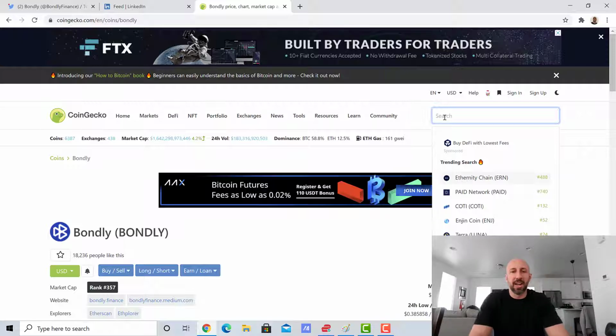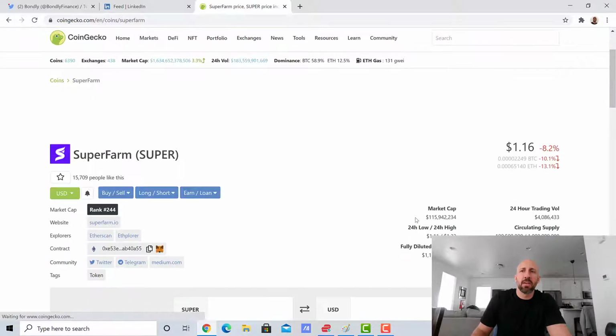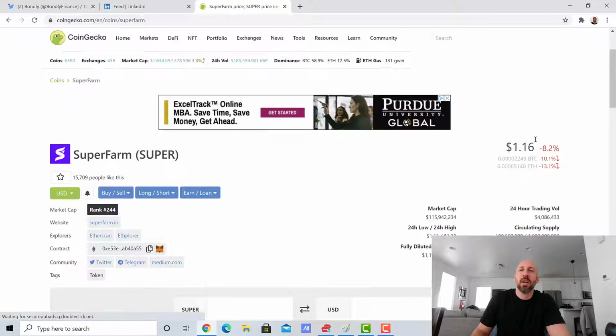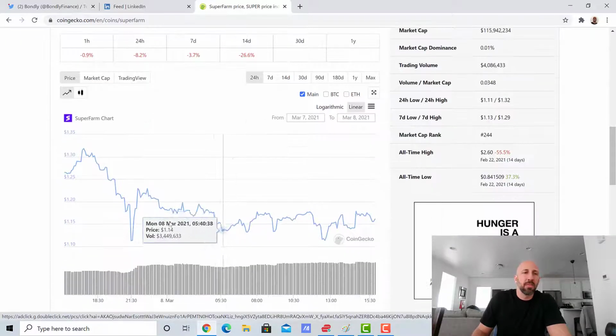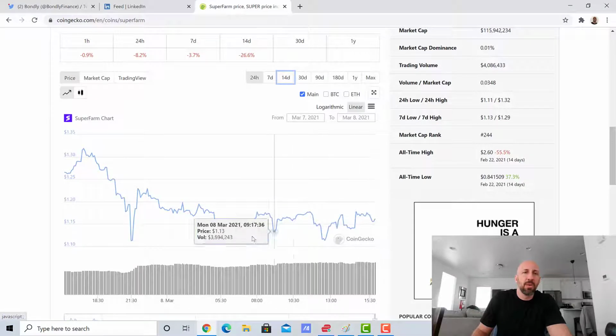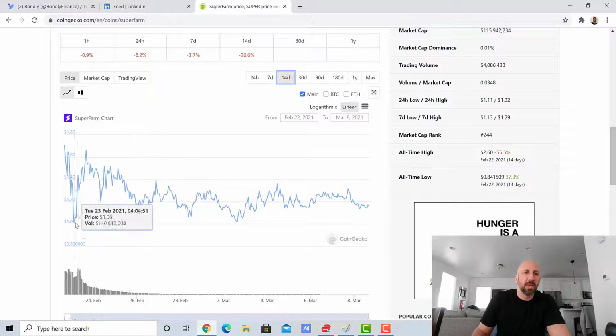Anyways, another NFT that I like is Super Farm, and it's just been hanging out between like $1 and $1.40, and that's a big range. But I bought it at $1.32, $1.16. I don't think it came down below $1. I planned on buying a little bit more at $1 if it did. It doesn't look like it quite hit it.